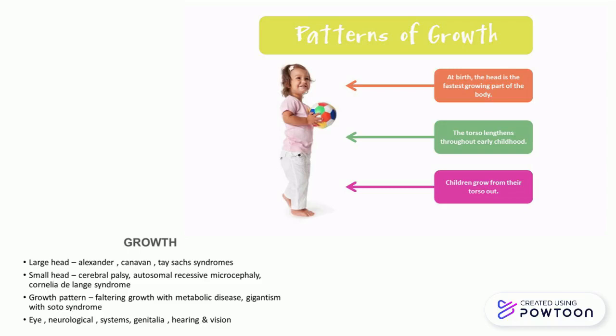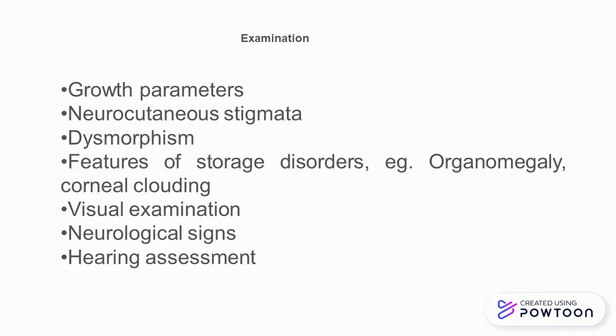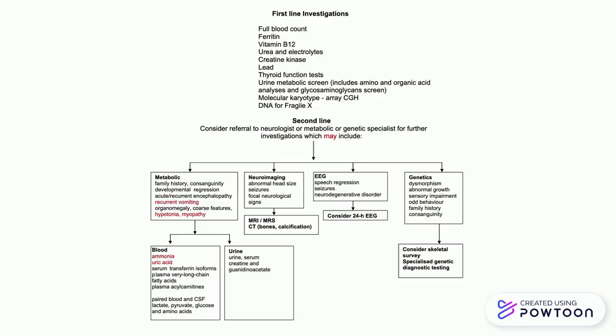We also need to see the child's growth pattern, faltering growth pattern with metabolic disease or gigantism. And we also need to assess the eyes, neurological system, genitalia, hearing, and vision. Not only that, we must also do some kind of examination for abnormalities in growth and development of our child. Growth parameters, neurocutaneous stigmata, dysmorphism, features of storage disorders like organomegaly, visual examination, neurological signs, and hearing assessment should be done.